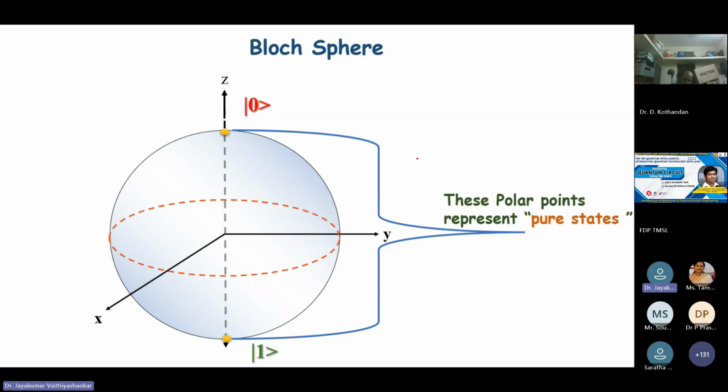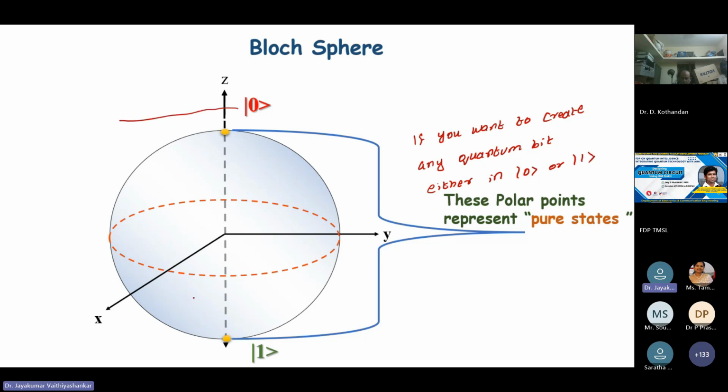Suppose you want to create any qubit, any quantum bit. So what is possible to create any quantum bit? Either in state 0 or state 1. So these 2 are called states. Remember these points. These 2 are called quantum states. So what type of states? State 0 and state 1? These are pure states.